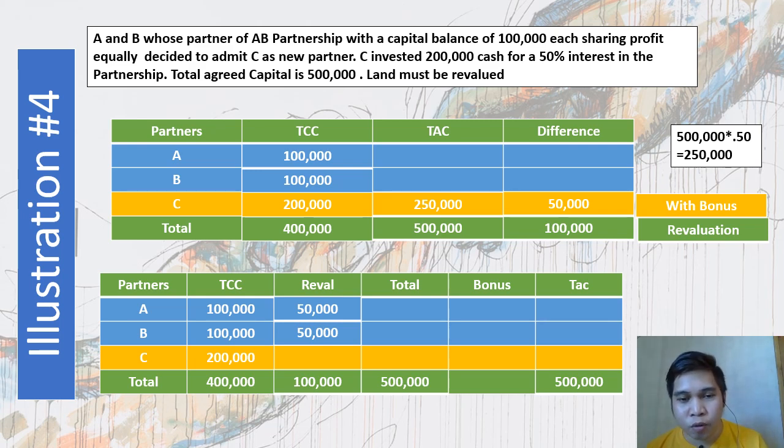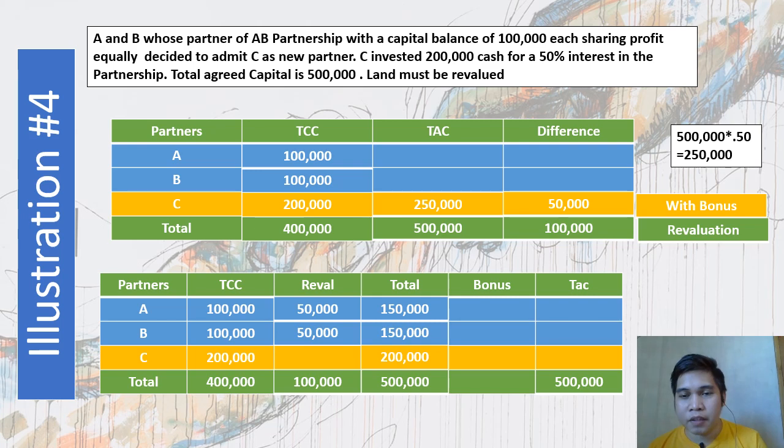So, kuhain natin yung total after the revaluation. So, kay A, magiging 150,000 pesos na kasi 100 plus 50,000 pesos. Kay B, ganun din. 100 plus 50, 150,000. Kay C, walang nadagdag na revaluation kasi ang binibigyan lang natin ay yung old partners. So, ang kanyang total contributed capital after revaluation still 200,000 pesos. So, since meron na tayong TCC after revaluation, punta naman tayo dun sa bonus.